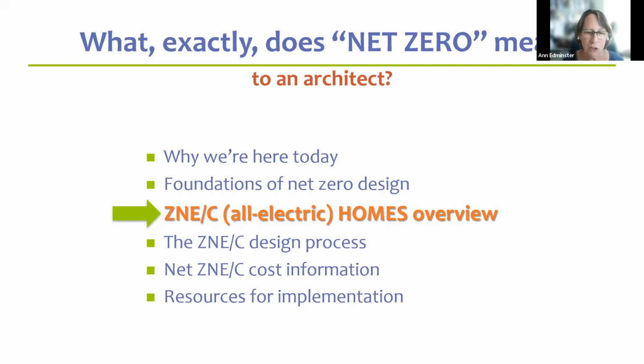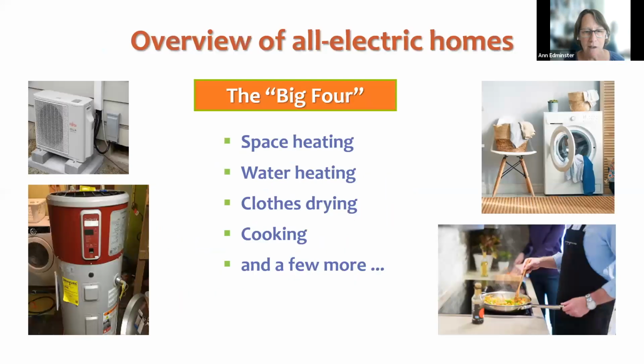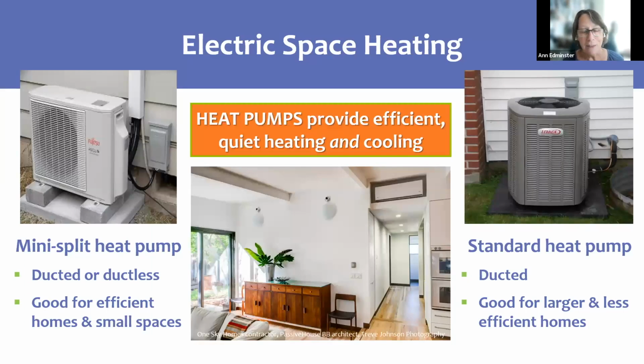So I'll give an overview now of what does this mean? What are the choices we're making in home designs? I mentioned the big four. Here they're all again: space conditioning, water heating, clothes drying, cooking. And I've got a few more beyond the big four. And this is again 30,000 foot view, not a lot of details. I'm just trying to provide a quick snapshot of the choices.